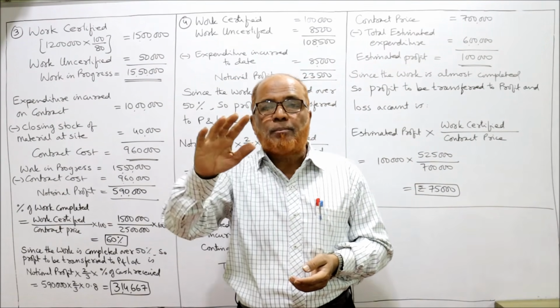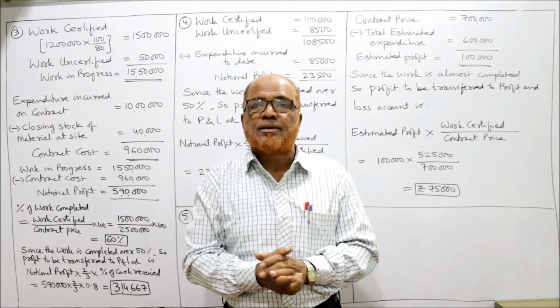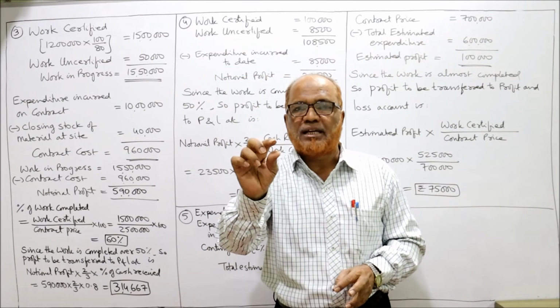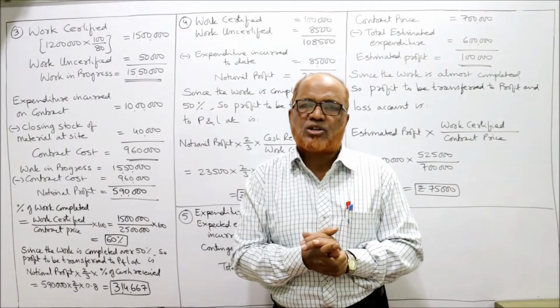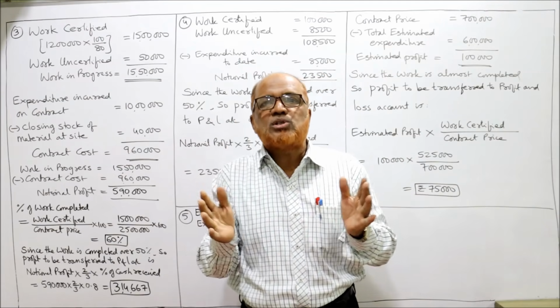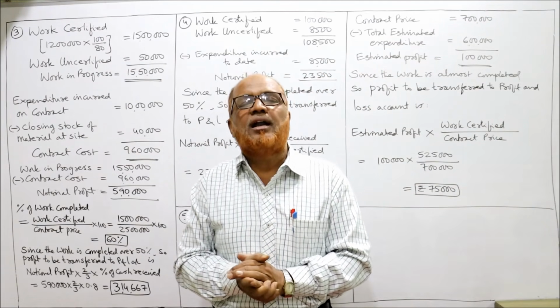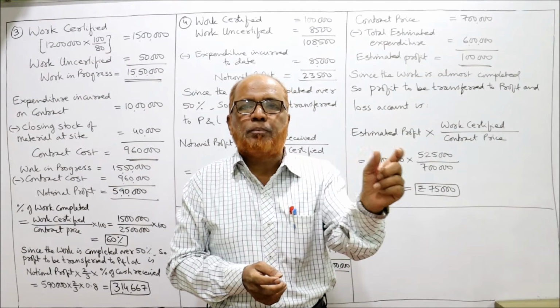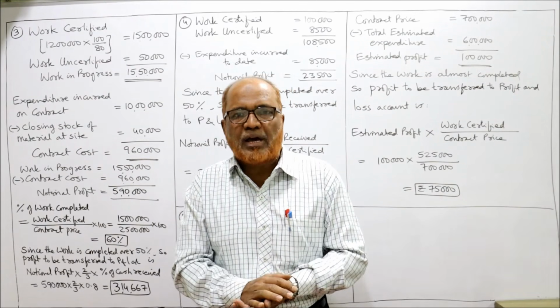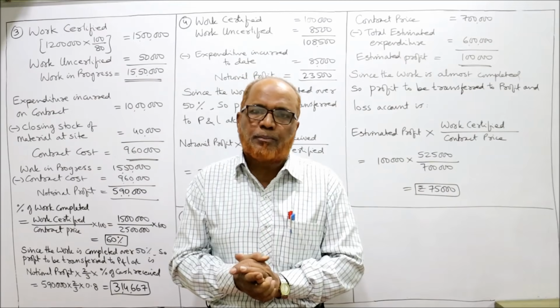If the contract is completed more than 50%, then notional profit into 2/3 into percentage of cash received. So these are the rules which are followed in cost accounting regarding profit to be transferred to P&L account. Already two problems we have done. Now I am starting the third problem.